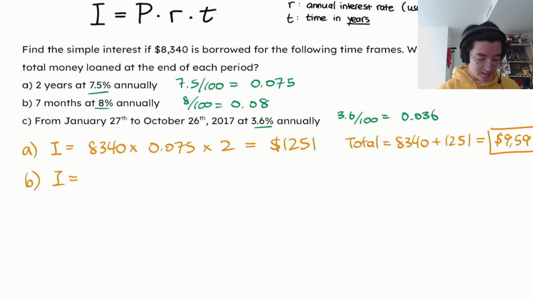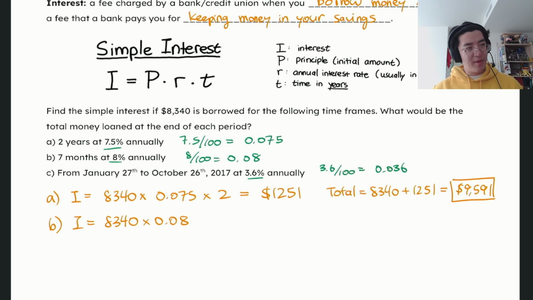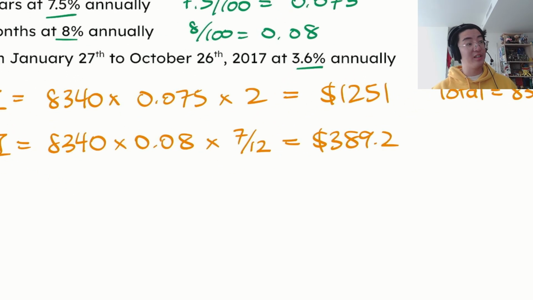Second example, we have again 8,340 at the interest of 0.08. But this is 7 months instead of a year. 7 months is pretty much just 7/12 of a year, which gives interest of 389.2.